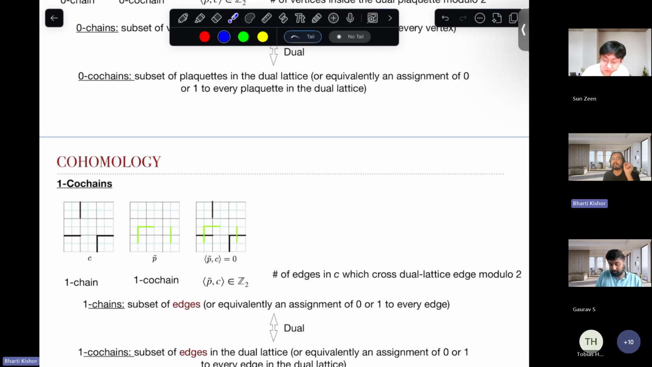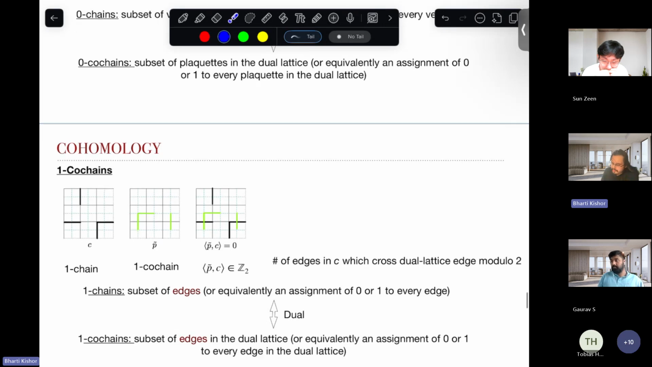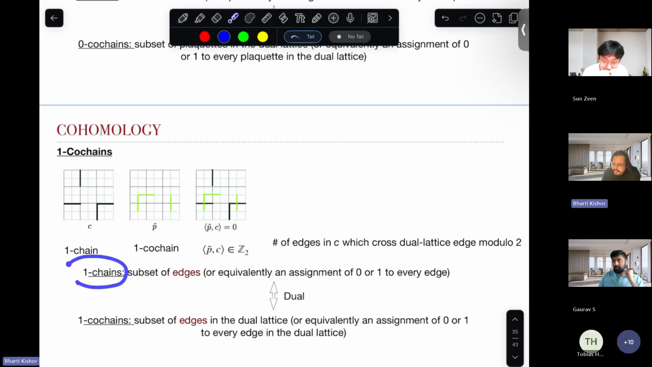This inner product will be very important because this will help us calculate which operators commute or not commute in surface code, topological codes, and so on. So this inner product will be important. It will help us take care of the commutation relation. So one chains are subset of edges or equivalently an assignment of 0, 1 to every edge. One co-chain is subset of edges in the dual lattice or equivalently an assignment of 0 or 1 to every edge in the dual lattice. So that's how we talk about one chain and one co-chain.